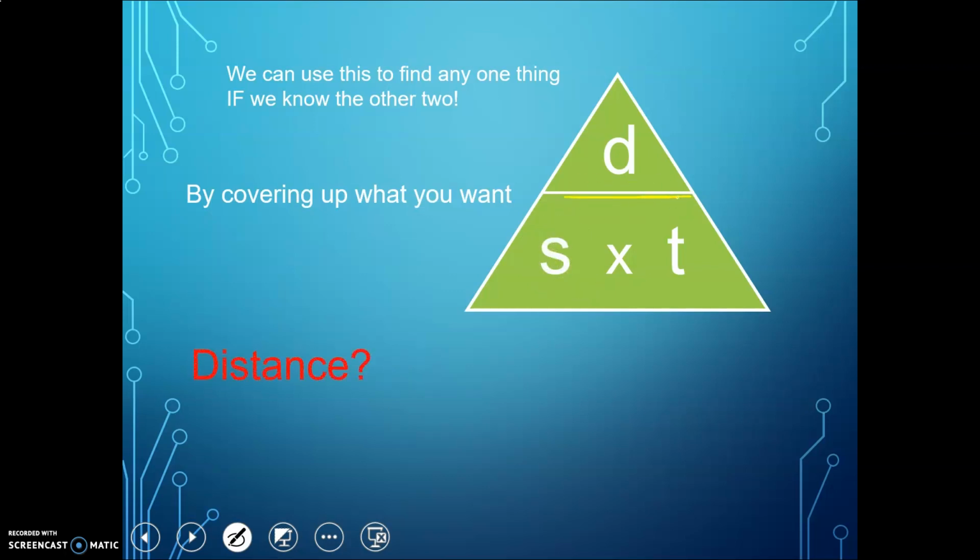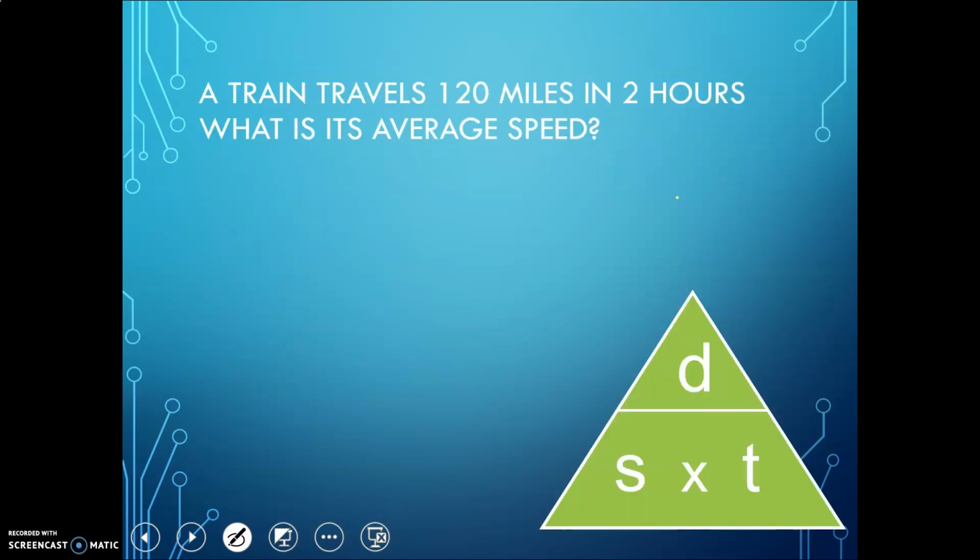All right, what if you wanted to calculate distance? So you'd cover up distance. And now, to find distance, it would be speed multiplied by time. And last but not least, time. If you were solving for how long it takes an object to complete its journey, you're going to cover up time, and then it's going to be distance divided by the speed. Okay, so let's get started.